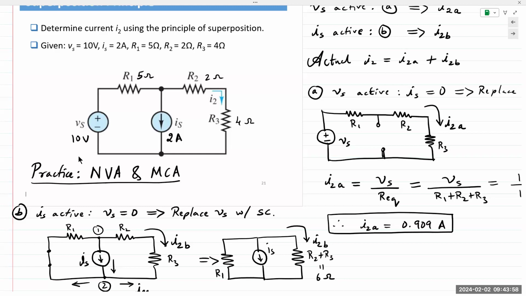Does that make sense? The whole point of using superposition is so that the circuit is simpler to analyze. But if after applying superposition, we still have to apply NVA or MCA, then it just doesn't make sense to use superposition.